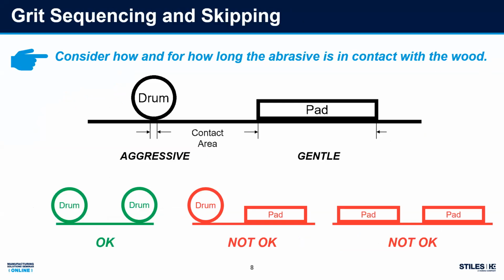So the reason you can skip a grit from a drum to a drum is you can see we have a very small contact area on the tangent point of that drum making contact on our workpiece. So when you skip a grit from a drum to a drum, the second drum can get those deeper scratches out. However, if you skip a grit from a drum to a pad, as you can see, we have a large surface area with this pad. We can never get out some of those deep scratches by skipping a grit from a drum to a pad. So that's why you never want to do that. Also, you never want to skip a grit from a pad to a pad as well.